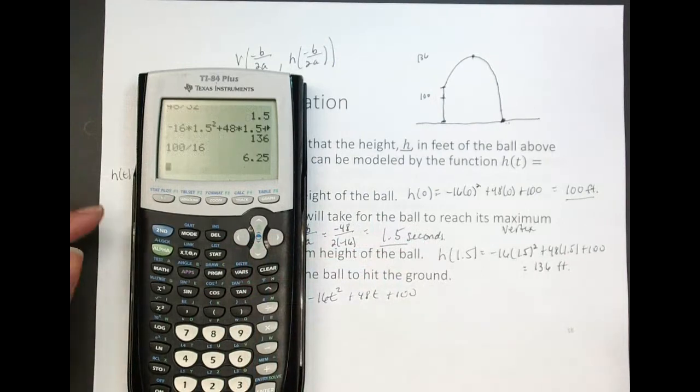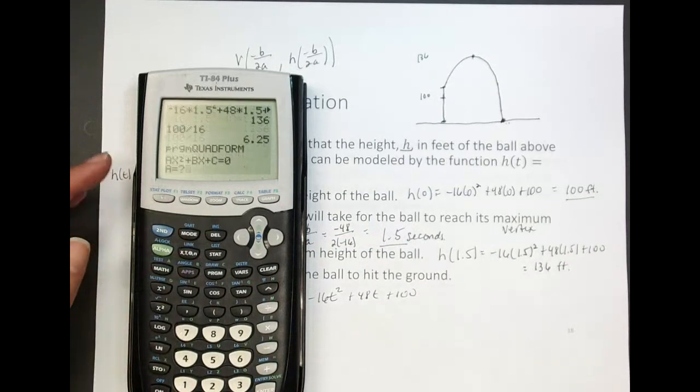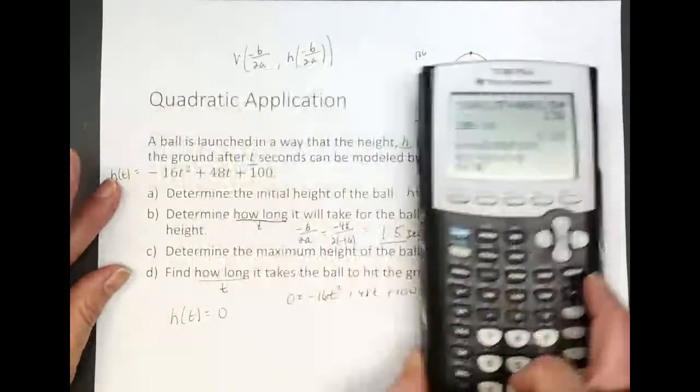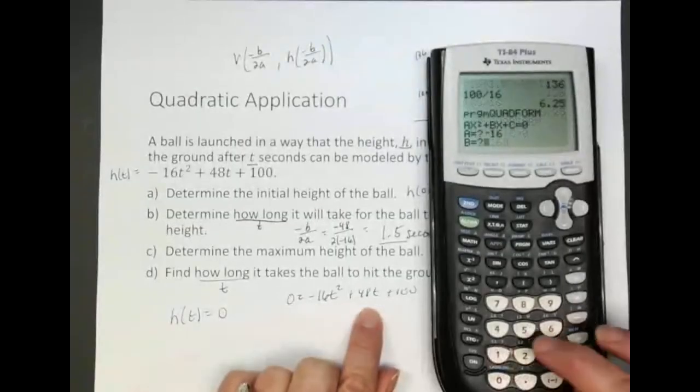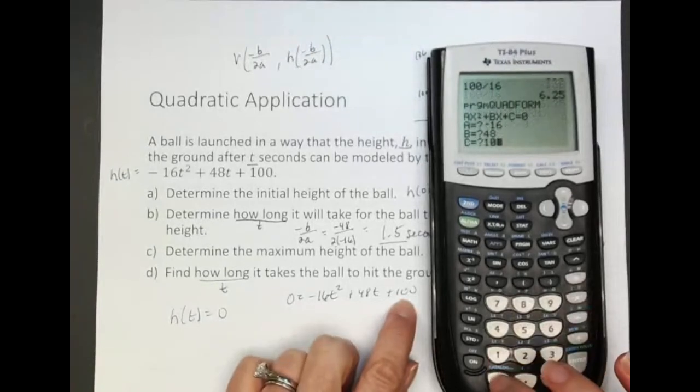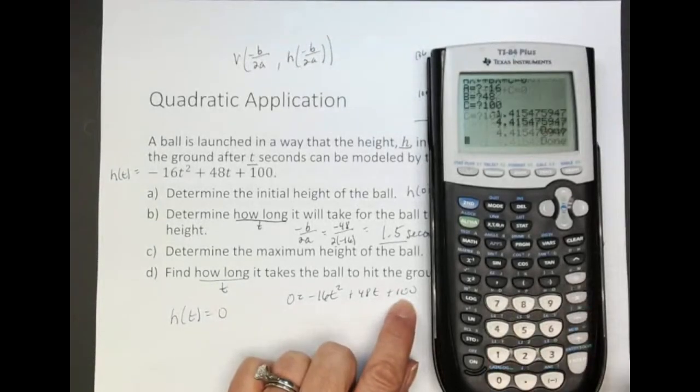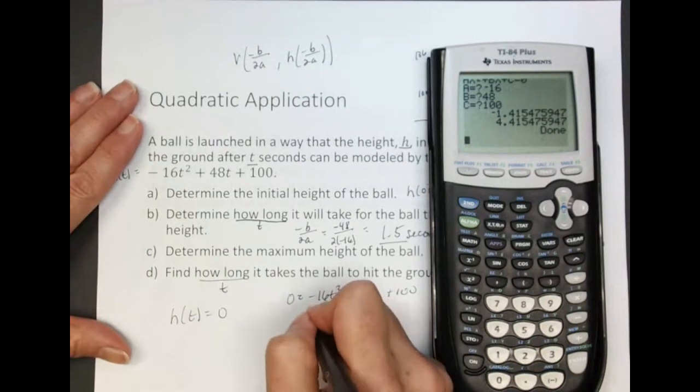Okay, so let's see. I want to use it. So I'm just going to say program. Either one works. They both work. So I'll use the first one. Enter. All right, it's asking me for my A, B, and C. Well, what's my A? Negative 16. Put that in there. What's my B? 48. What's my C? 100. And there are my two answers.